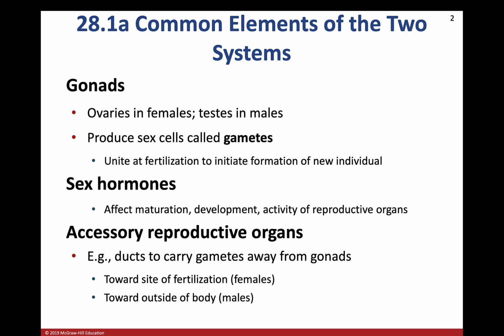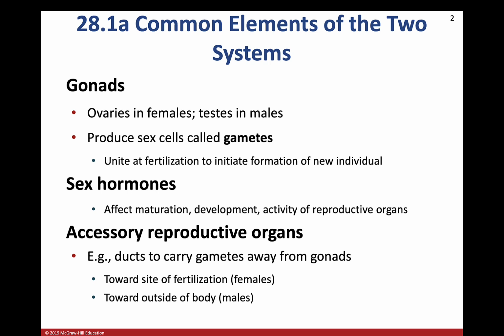Now, the first thing we have to address are gonads. In women, those are going to be the ovaries. In males, they will be the testes. And they actually produce sex cells called the gametes, and those are the sperm and the egg. Together, at fertilization, they are going to unite to initiate the formation of a new individual.